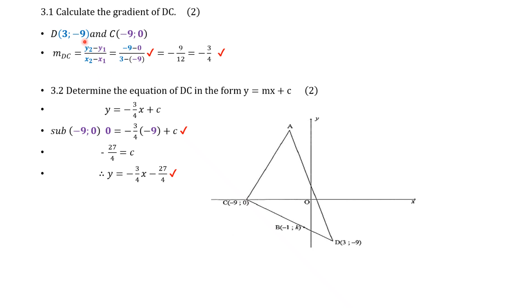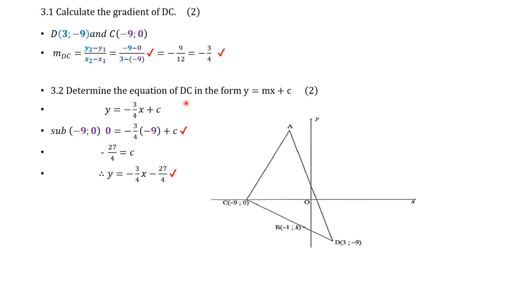So there on the top, -9 minus 0. Then 3 minus -9, which then gives me +12 at the bottom and -9 on top. If we simplify, 3 goes in 9 3 times, 3 goes in 12 4 times. So my gradient is -3 over 4. So 1 mark for correct substitution and another mark for the correct value.